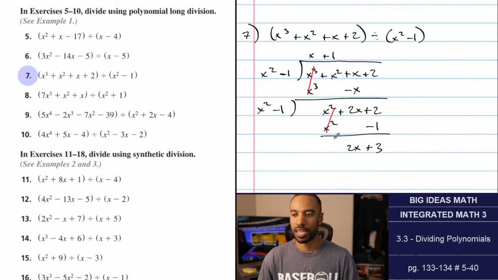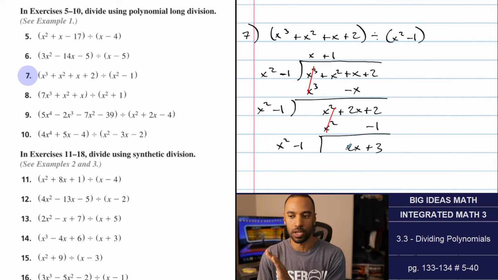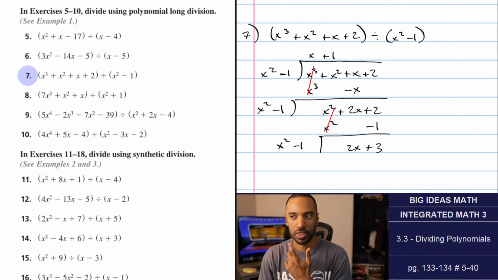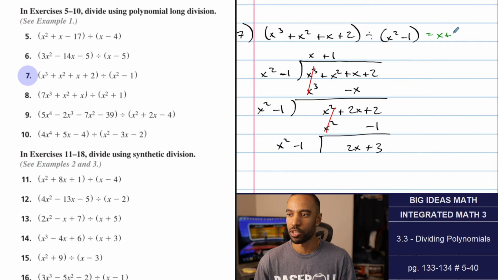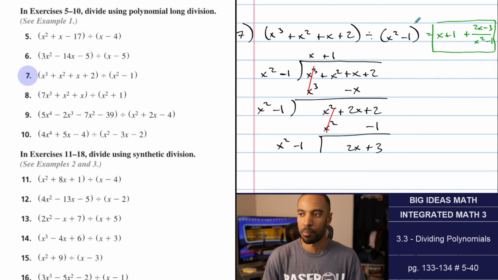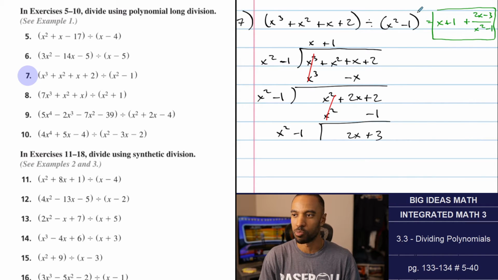All right. X squared cannot go into 2x any number of times. That means that 2x plus 3 is going to be dividing out with x squared minus 1. So in our final result, this becomes x plus 1 as your quotient with the remainder of 2x minus 3 out of x squared minus 1. That is as deep as we can get with it. Bigger remainder than it is a quotient, so it seems, but we're done.